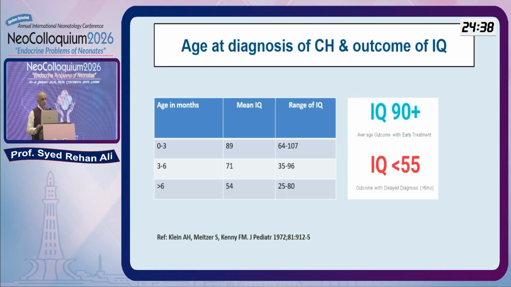When we look at the age at diagnosis of congenital hypothyroidism and the IQ outcome, the first column shows the age in months: 0 to 3, 3 to 6, and greater than 6 months. You can see the remarkable difference if this disease is left untreated. The average IQ outcome for early treatment is 90 plus if treatment is started within 2 weeks. And if the diagnosis gets delayed, you unfortunately have an IQ of less than 55.